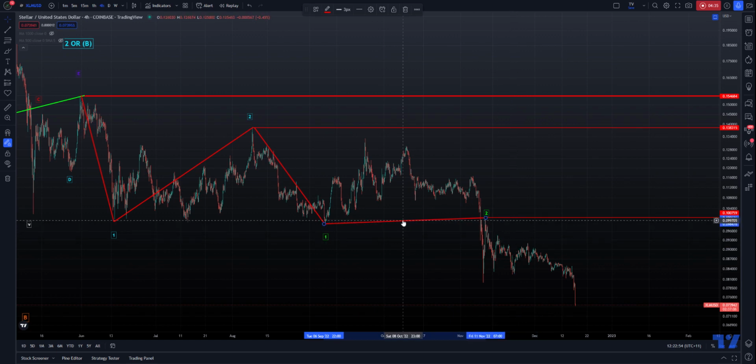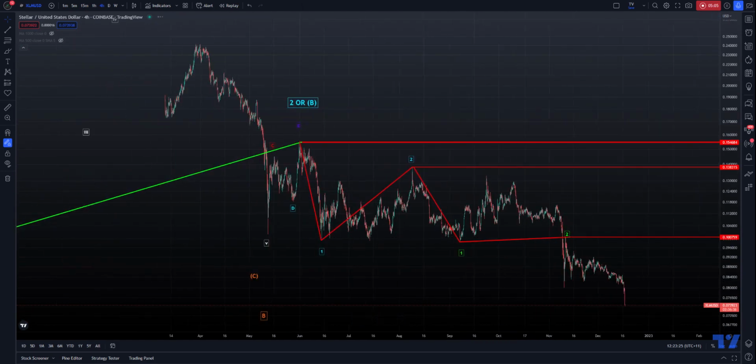Okay, so this is actually very typical of an expanded correction, right? And I call this basically a type 1 expanded correction because, yes, the correction expanded below the start of wave 1, but it came back to around the area of wave 1, and that's significant in Elliott Wave. Okay, and then we had this slow step down, like a 1, A, B, C, D, E, 3.